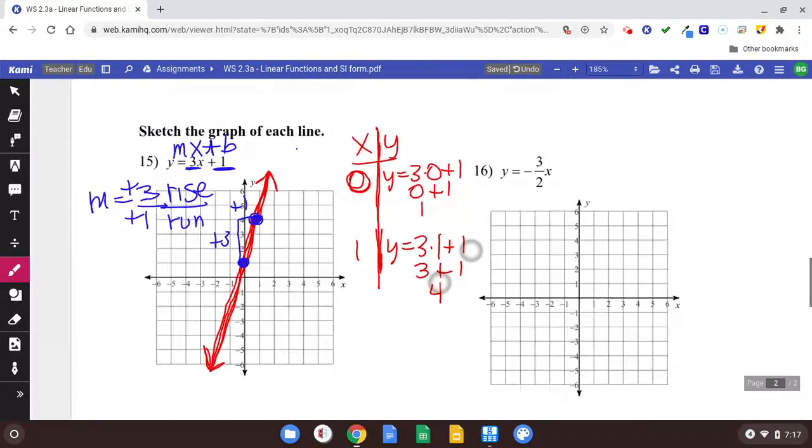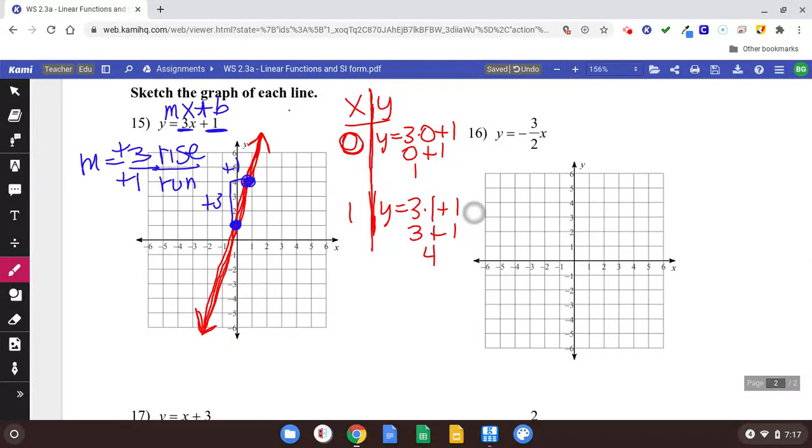Now, before we move on, I noticed number 16. Number 16 doesn't seem to have a b number, so it wouldn't hurt to put a plus 0 here. At least you need to think about that.